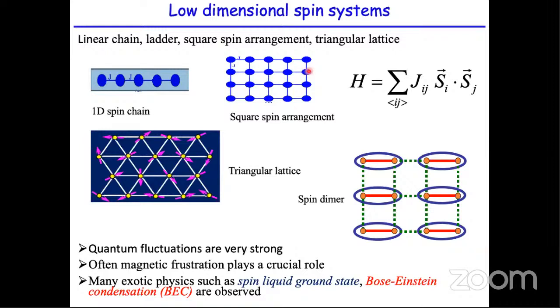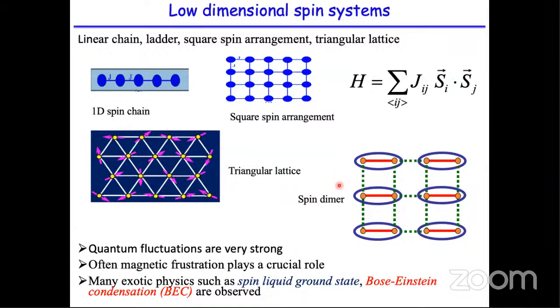Now, often what you see, although the material is in 3 dimensions, is that the exchange interaction is strong along a particular direction, and we call it a 1D spin chain. And then you can also have a square spin arrangement, where the exchange interaction is basically confined to the plane. Out of plane, the exchange interaction is too small, so we can think of a square arrangement of the spin. There can also be a triangular lattice in the plane.